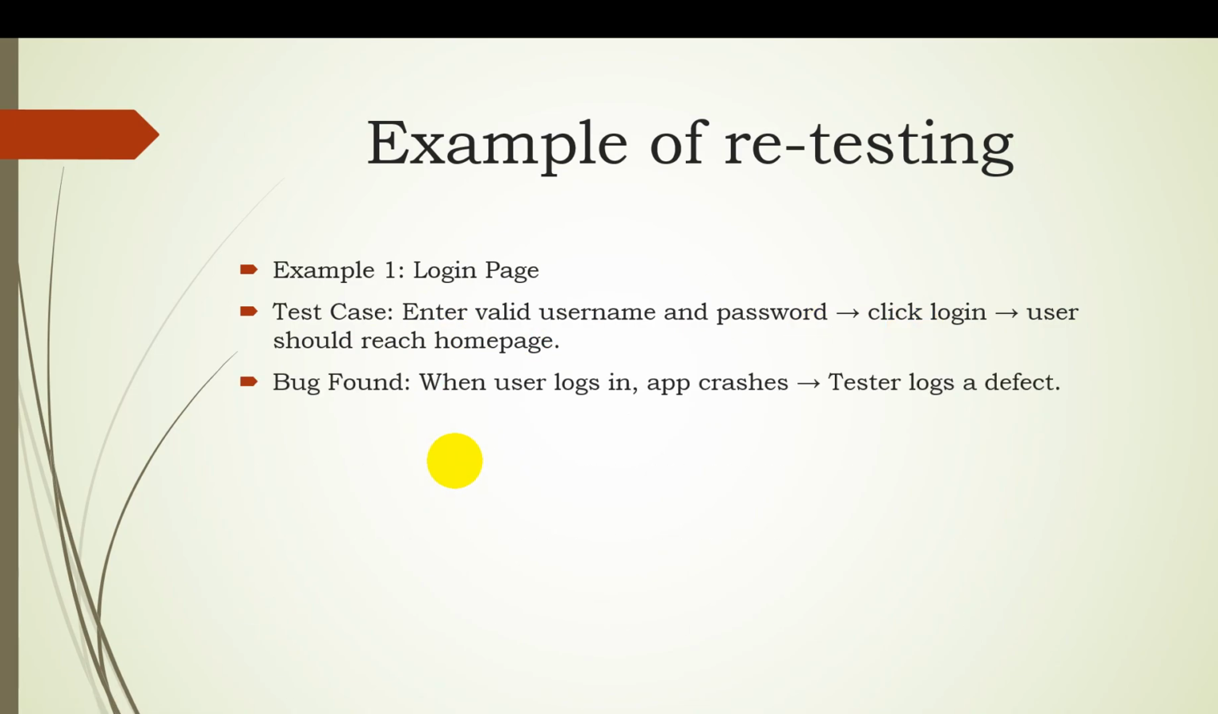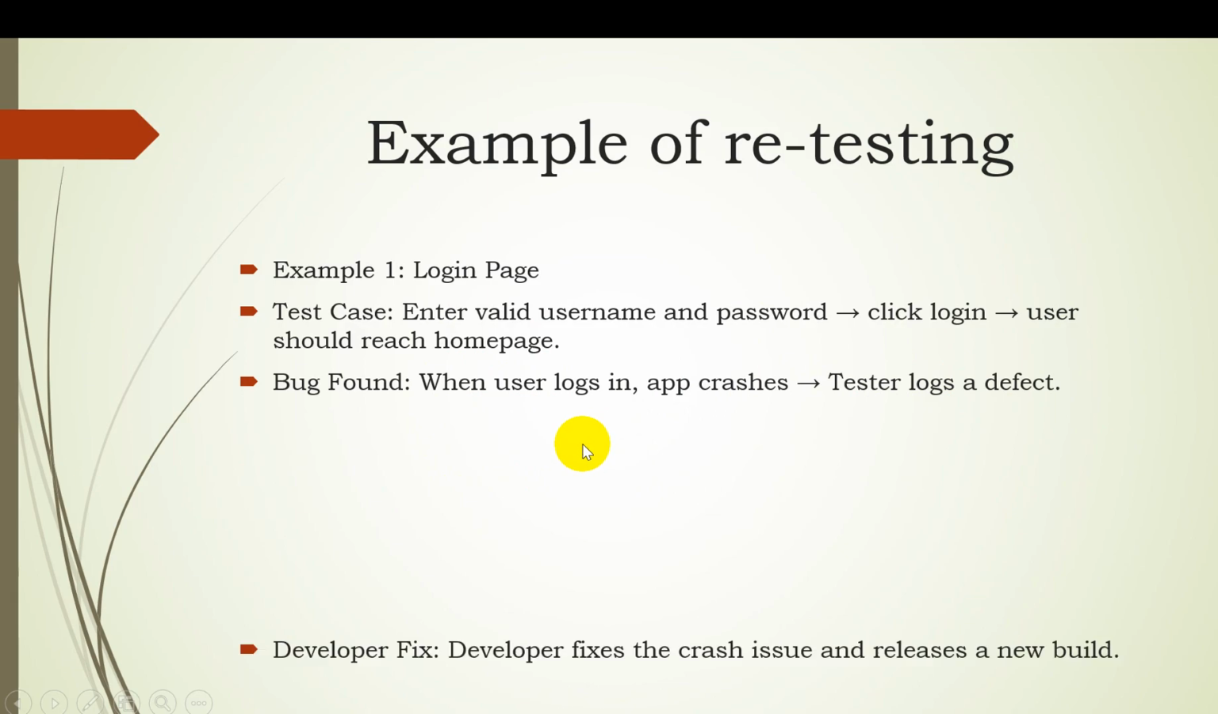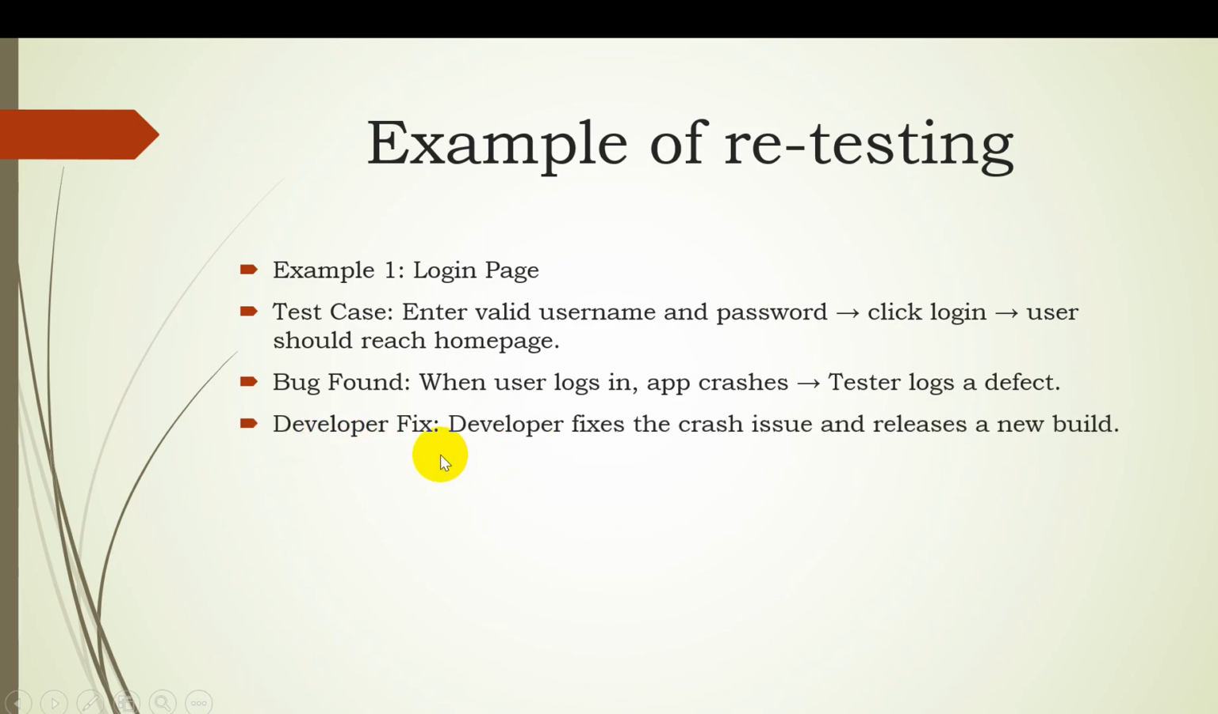Now we found a bug: when the user tries to log in to the application, the application crashes. Testers log the defect. If the application crashes, then we need to log the defect on the board. Now the developer can give the fix. The developer fixes that crash issue and releases the new build. Once they fix that issue, the developer needs to push the code to the QA environment.